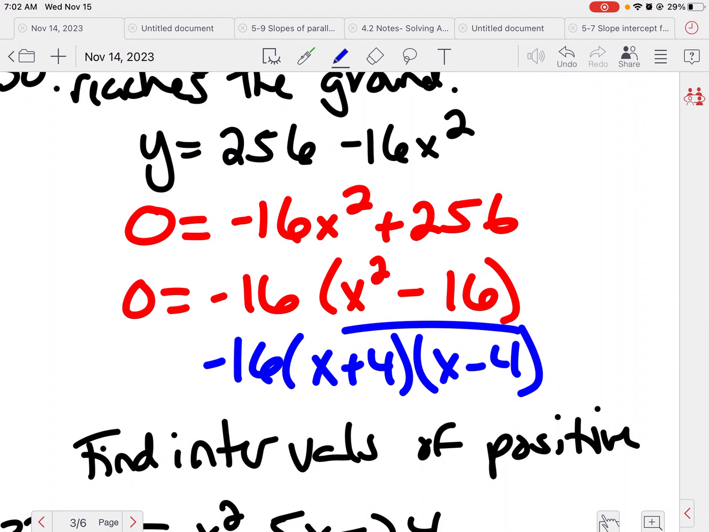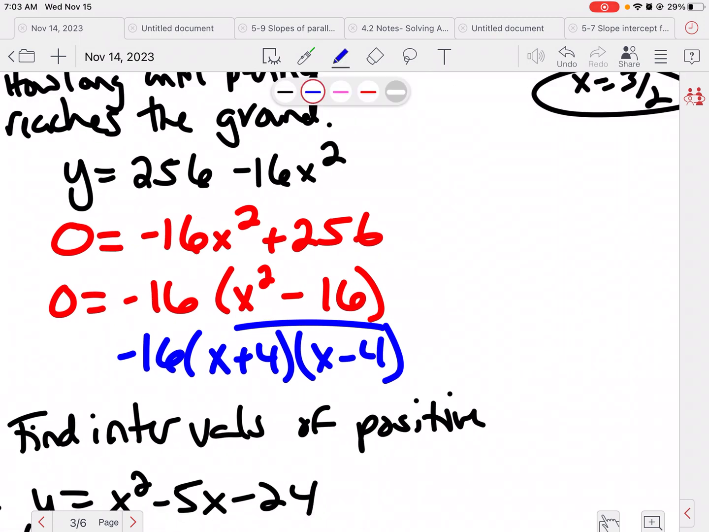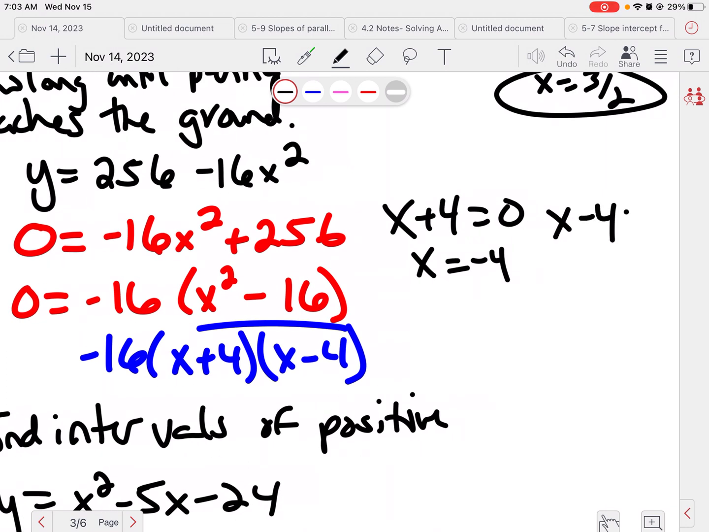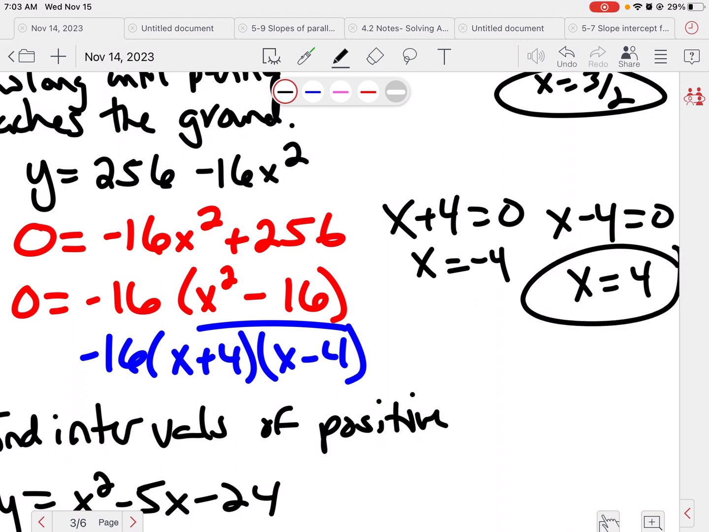Because positive 4 and negative 4 multiply to negative 16, and 4 and negative 4 add up to 0, because there's no x term in the middle. We can set each piece equal to 0 now, so x plus 4 equals 0, so x would equal negative 4, and x minus 4 equals 0, so x would equal 4. Because they're talking about time, we need our answer to be positive, so the only answer possible is x equals 4. x equals negative 4 is not a solution, because time cannot be negative. Okay? All right.